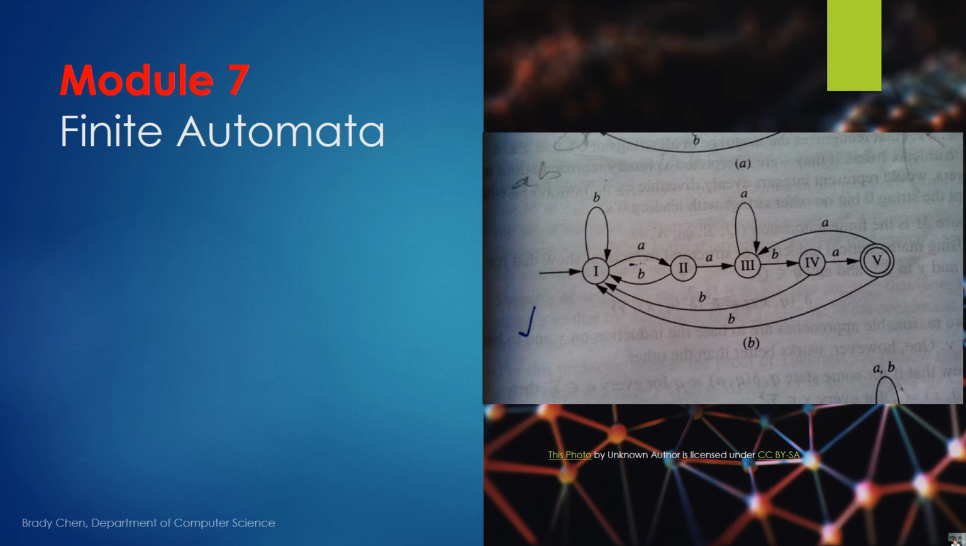Today, we're going to talk about Module 7, Finite Automata. The theory of automata is a theoretical branch of computer science and mathematics. It is the study of abstract machines and the computation problems that can be solved using these machines. The abstract machine is called the automata.